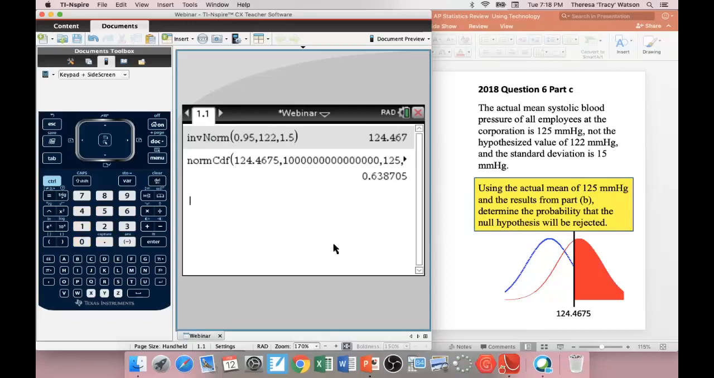0.6387, exact same number as Mike did. So you can see that if you're on the 84 platform or the Nspire platform, they are very, very similar. On the Nspire, you go to Menu, your options will be there. On the 84, the Distributions menu from a button. So it's very, very similar.